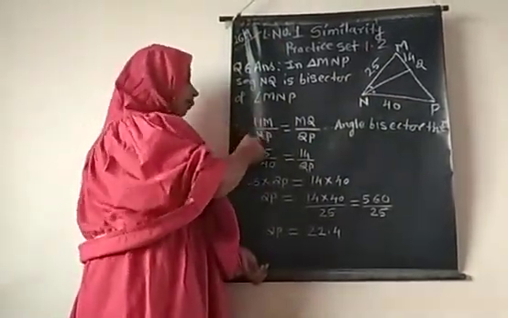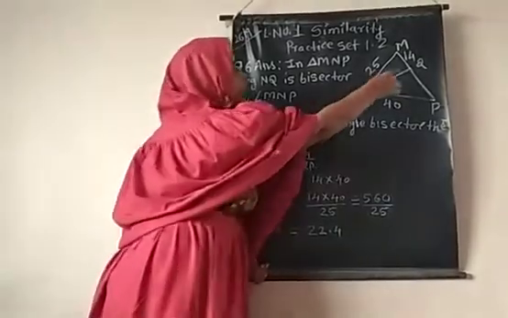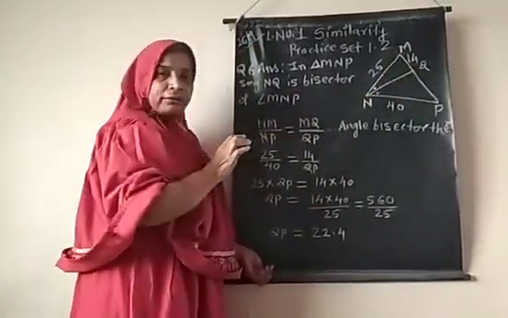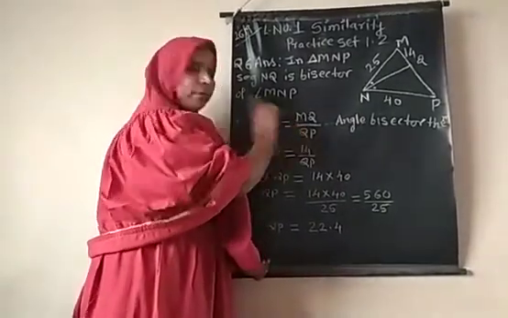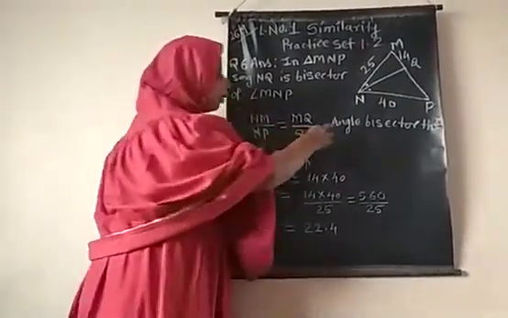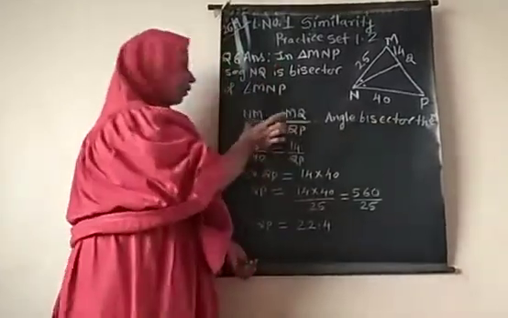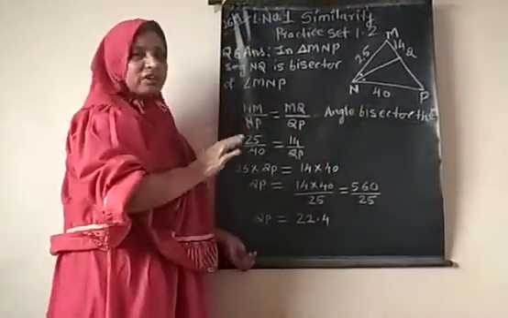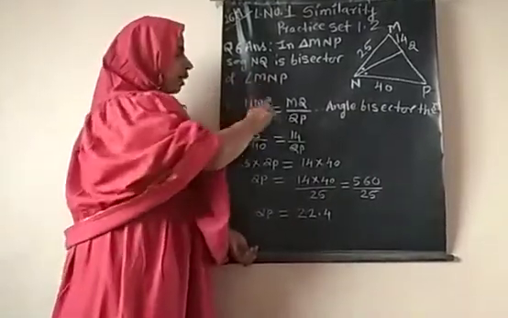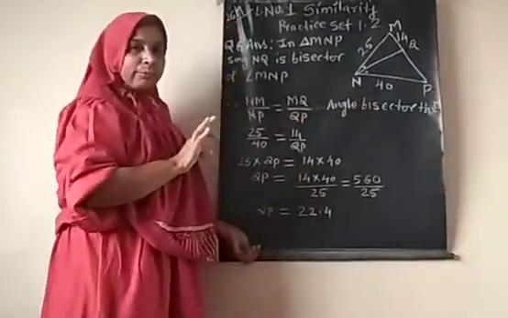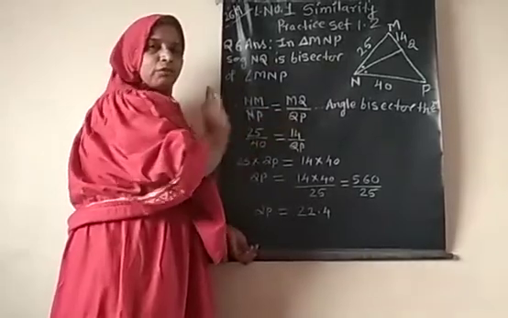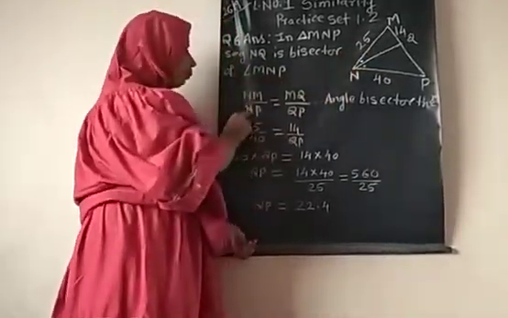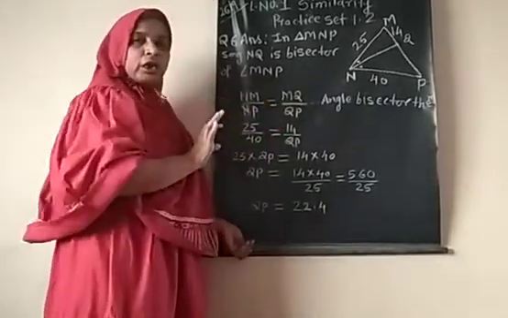Therefore, NM upon NP is equal to MQ upon QP, where Q divides this side into parts MQ and QP. And these ratios are equal by the angle bisector theorem. Since the angle bisector is given, we are using the angle bisector theorem to find the length of QP. Therefore, the ratios are NM upon NP is equal to MQ upon QP.